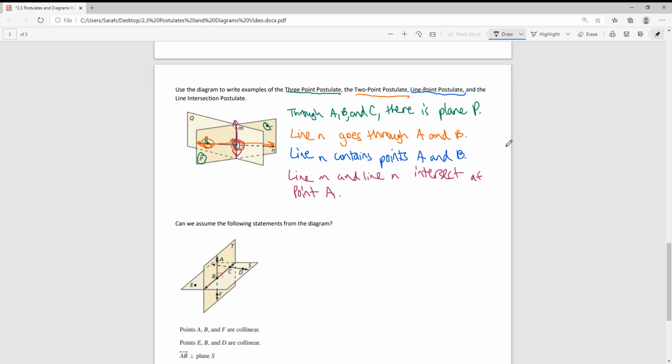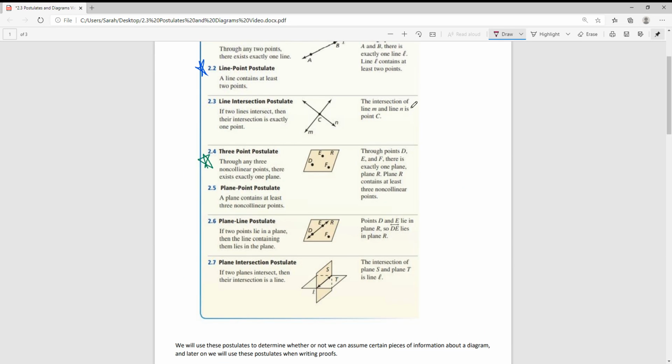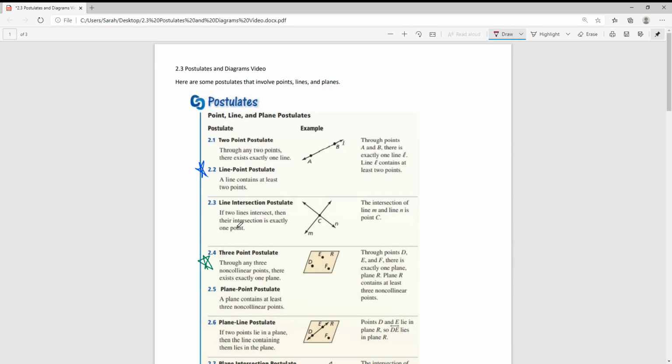So basically what you're doing here is going back to these postulates and just filling in. When it says 2 lines, name the 2 lines. When it says exactly 1 point, name that point. Things like that.